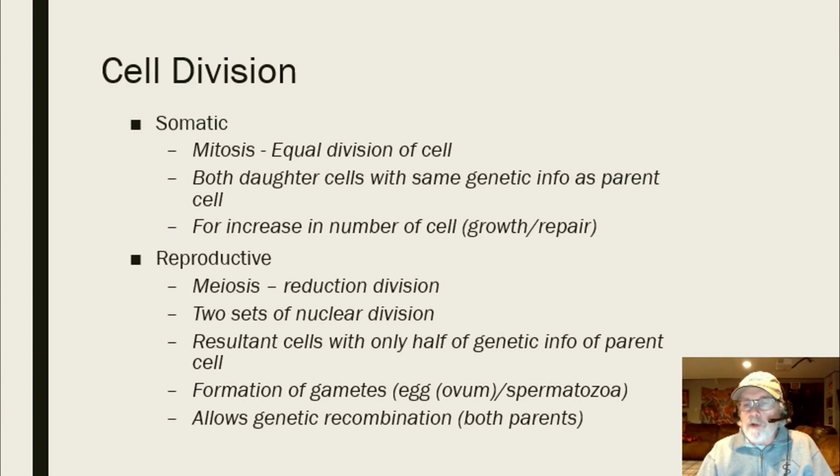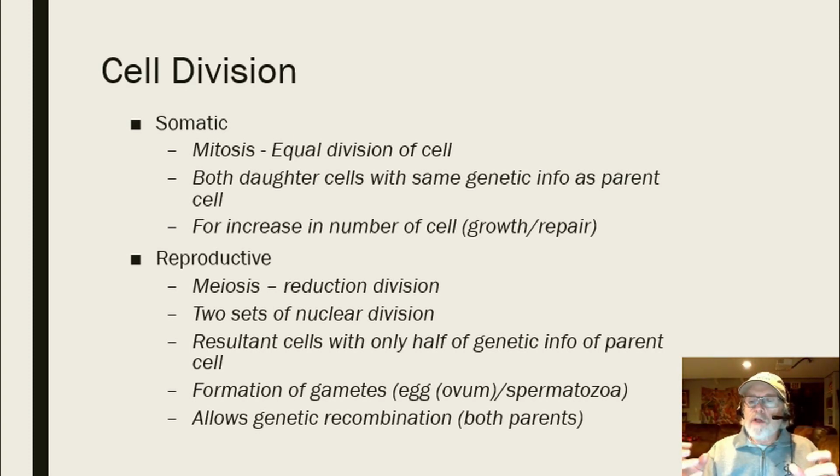This is used for an increase in the number of cells when it's needed, such as in growth and repair. The body is constantly replacing various types of cells throughout the body. And if you're sitting there, I'm sure a few cells have divided during the time we started talking here. So basically for growth and repair, we have what's called somatic cell division, which is the process of mitosis.